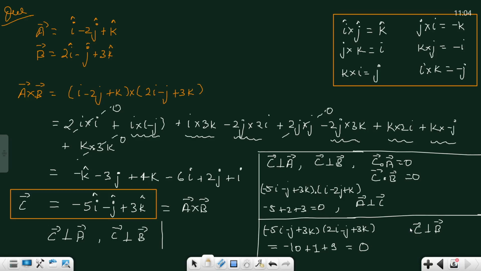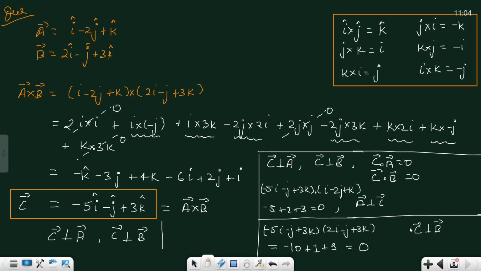So whenever you go through the cross product and get a new vector, you can always check whether it is perpendicular to the parent vectors or not. It will always be perpendicular to A and B. C will always be perpendicular to A.